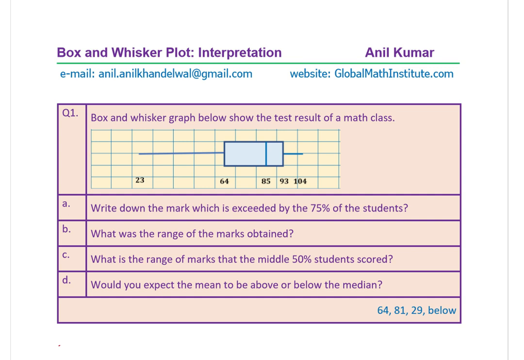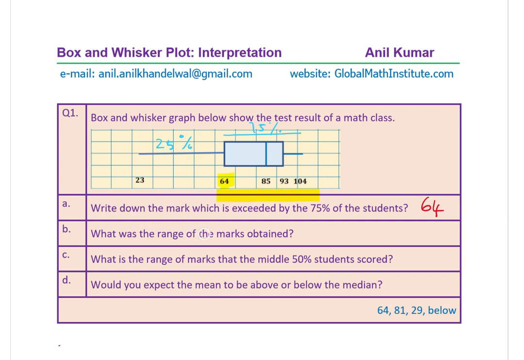Now let's talk about the answers in this particular case. We're asked to write down the mark which is exceeded by 75% of the students. Clearly the mark is 64. All the students on the right, which corresponds to 75%, since this is 25% of the data, so the 75% is on the right of this. This is 75% of the data. Therefore, the mark which is exceeded by 75% of the students is 64. Clear?